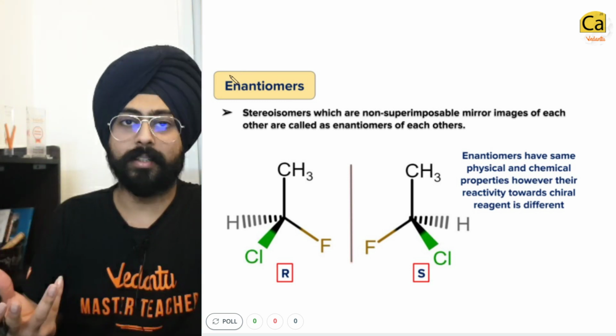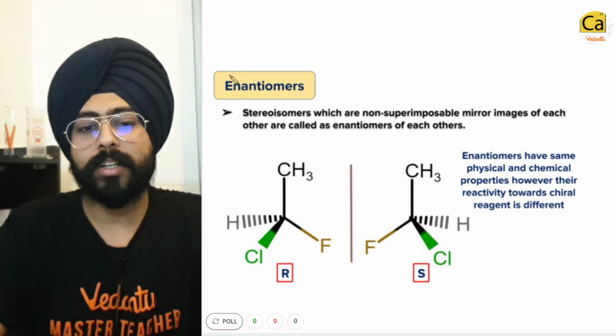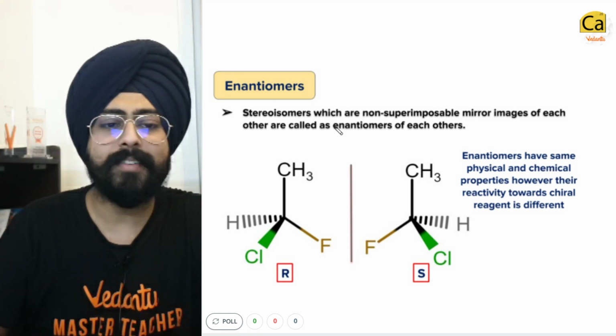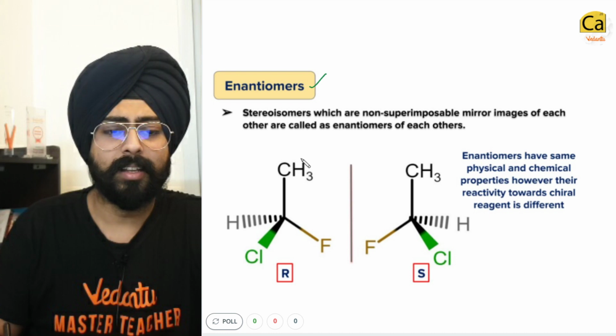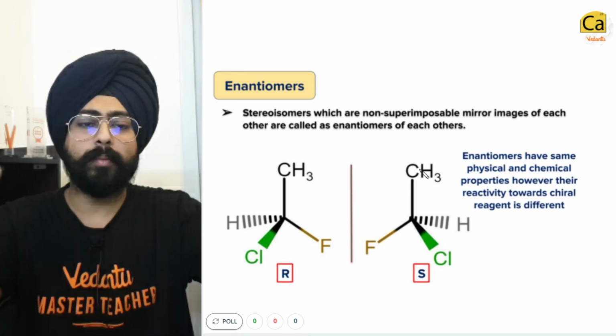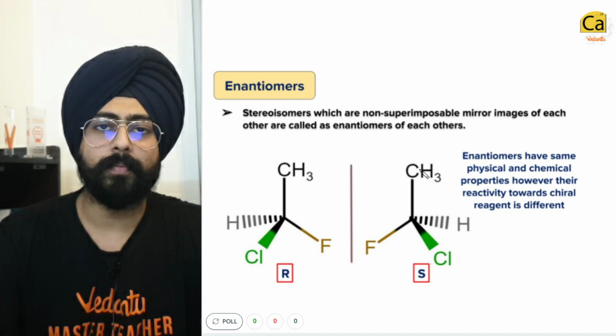First of all, enantiomers. What are enantiomers? Stereoisomers which are non-superimposable mirror images of each other are called enantiomers. Everyone knows what enantiomers are, right? This is one isomer, this is the other isomer, both mirror images, both can't superimpose. These two are called enantiomers.